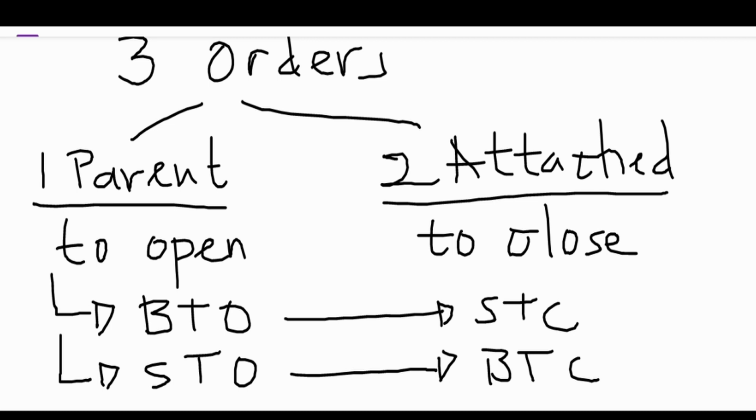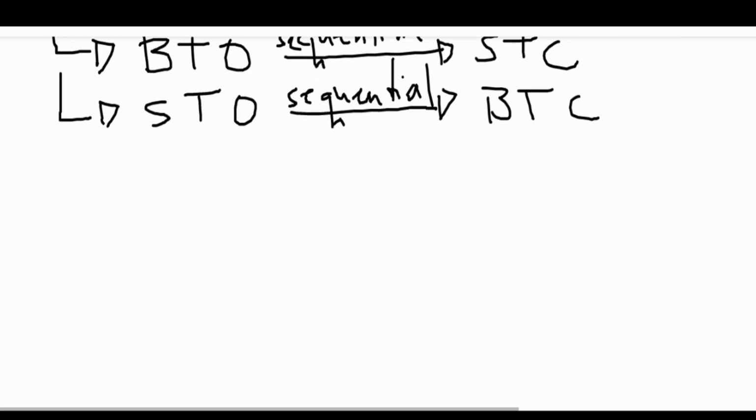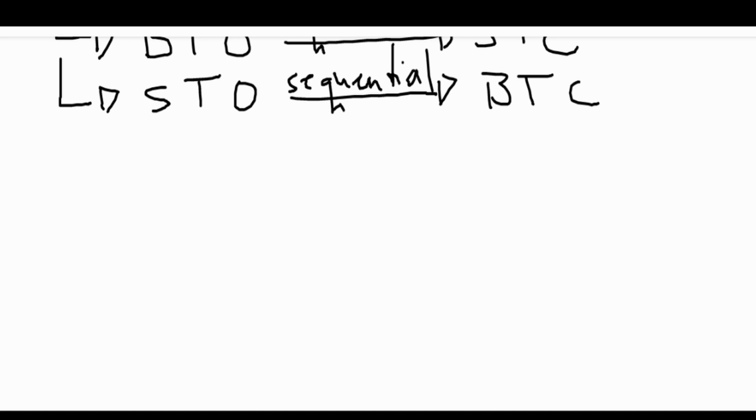Again, the relationship between the parent and attached orders is sequential or chronological, meaning that the parent order will be executed first, followed by the attached orders. Therefore, the attached orders cannot be executed until the parent order has been filled. Obviously, you cannot close a position in your portfolio if you don't have an open one.